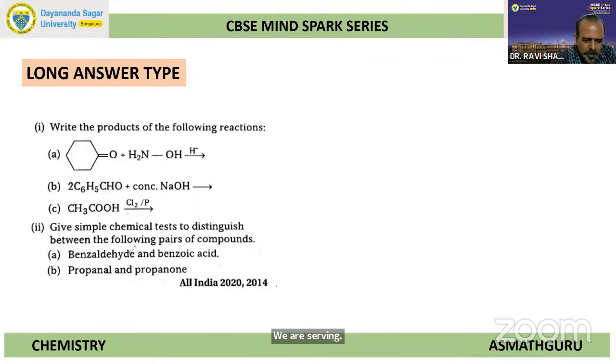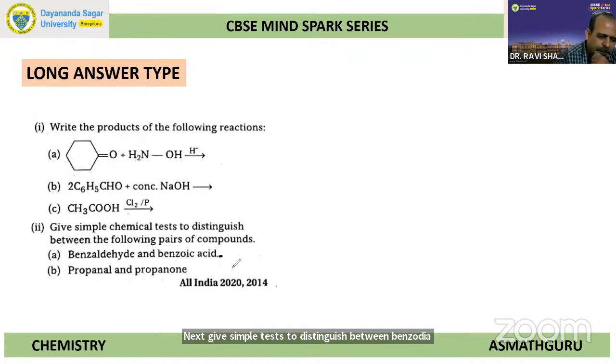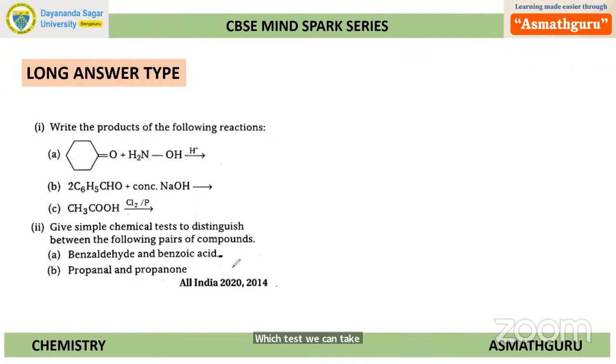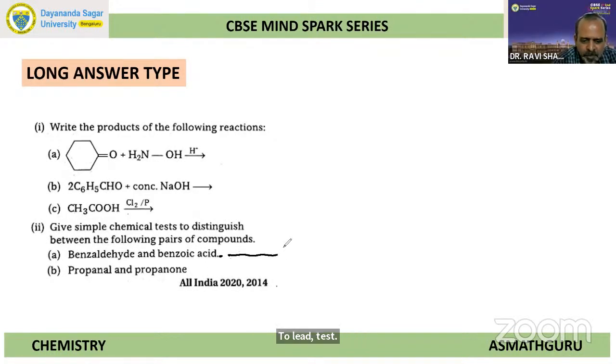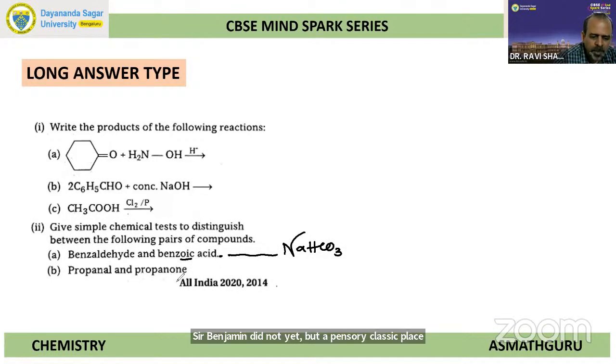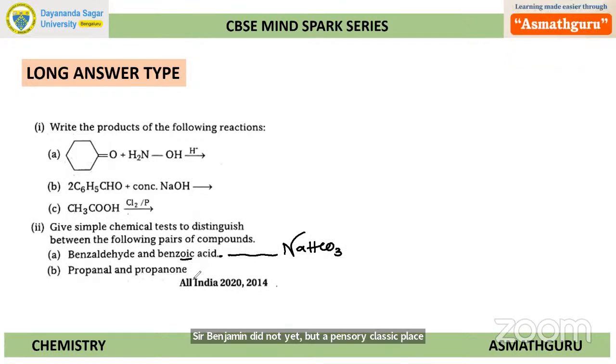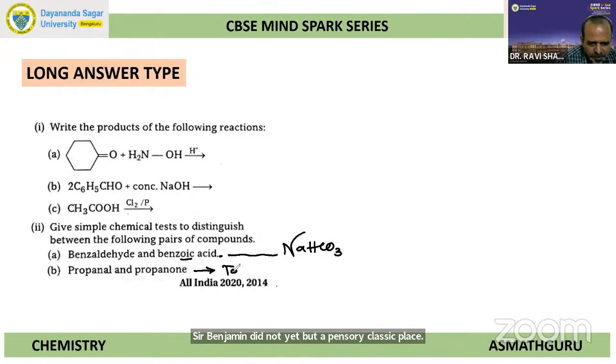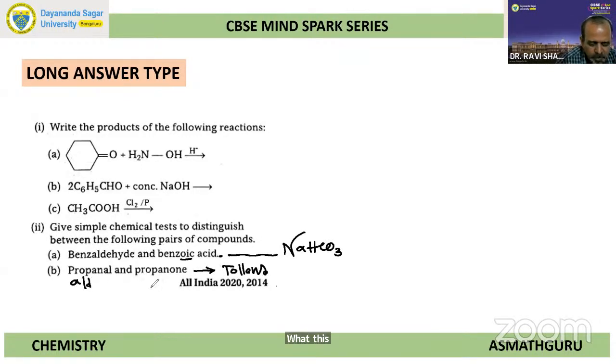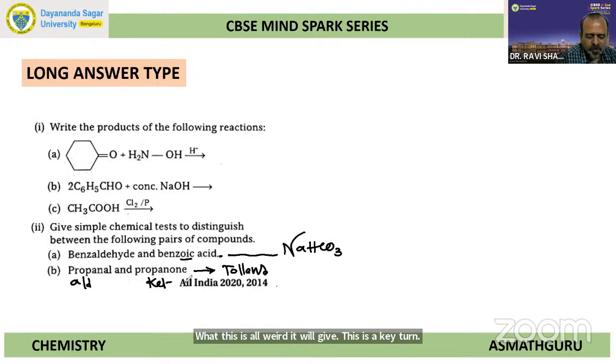Next, give a simple test to distinguish between benzaldehyde and benzoic acid. Which test can we take? Sodium carbonate test. Benzaldehyde will not react, but benzoic acid liberates carbon dioxide. Propanal and propanone: Tollens reagent. Why? This is an aldehyde, it will give the test. This is a ketone, it will not give.